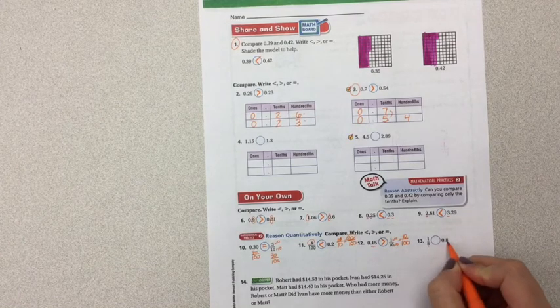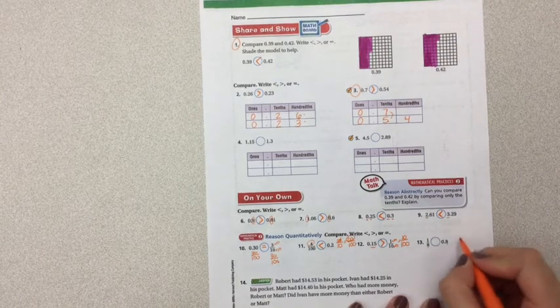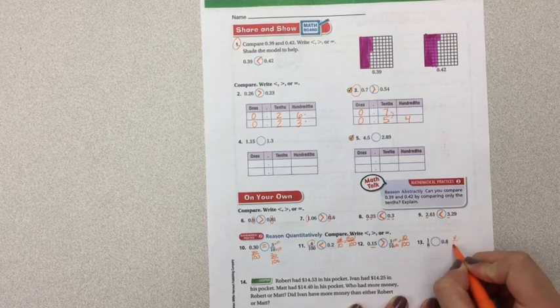And here we have 1/8 and 8 tenths. If we were thinking about 1/8, that's not a denominator of 10 or 100 like we've been used to. So we would have to think about 1/8 as a fraction compared to 8 tenths as a fraction. And to help us do that, we can turn this one into a fraction. So it'd be 8 tenths.